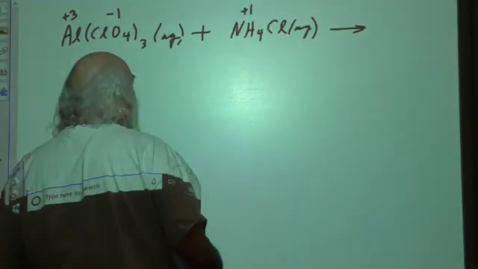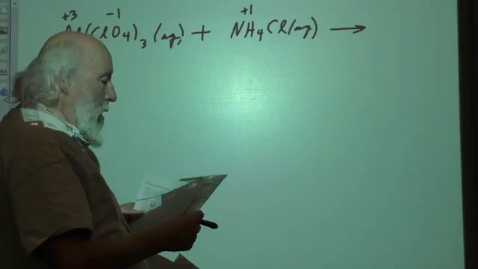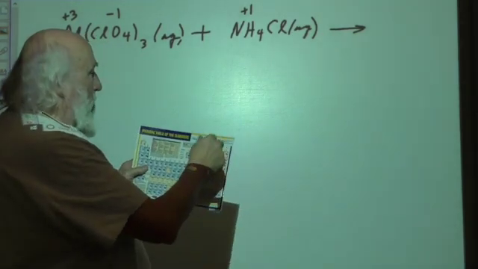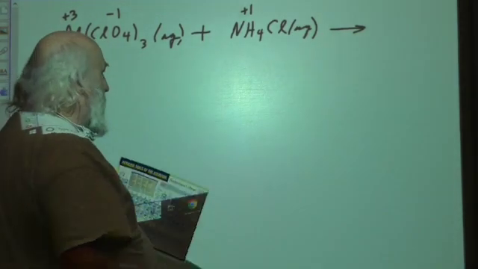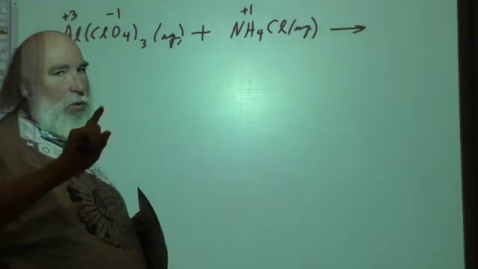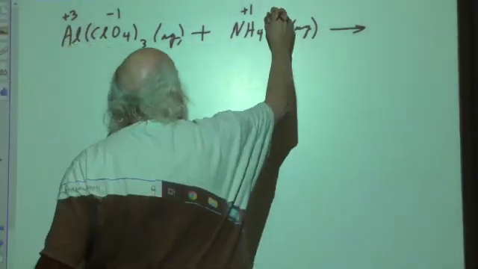And Cl is an ion by itself, so we have to get off the periodic chart. Chlorine is in group 7A. It's a non-metal. It's 1 away from 8, so that's negative 1.